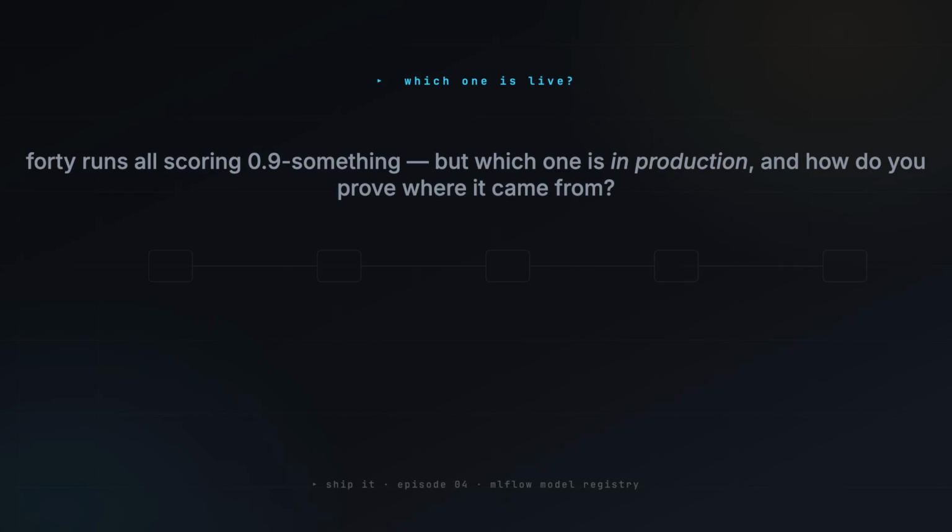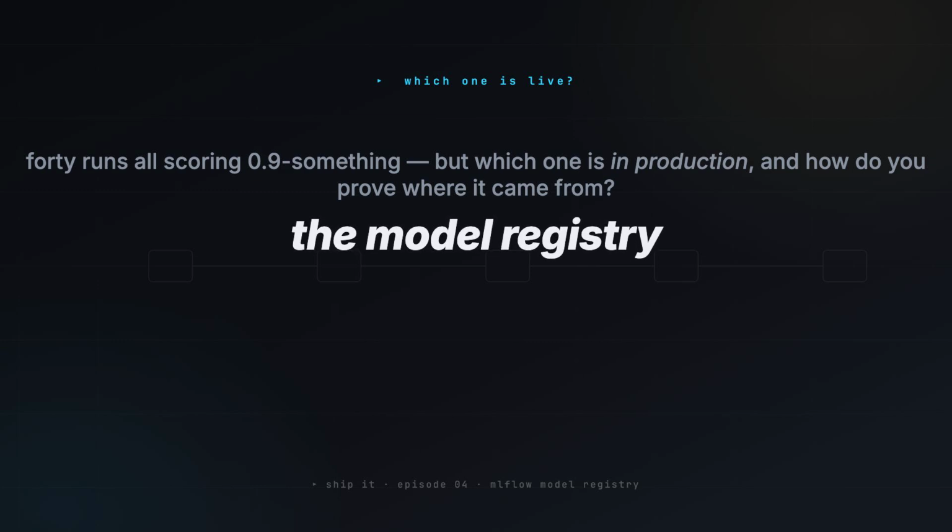Last episode, you logged every run, params, metrics, the model artifact into MLflow tracking, so nothing got lost. But a wall of 40 runs, all scoring 0.9, doesn't tell you which one is live. This episode answers the next question every team hits. How do you point at one model and say that one? That's the one in production. And prove where it came from.